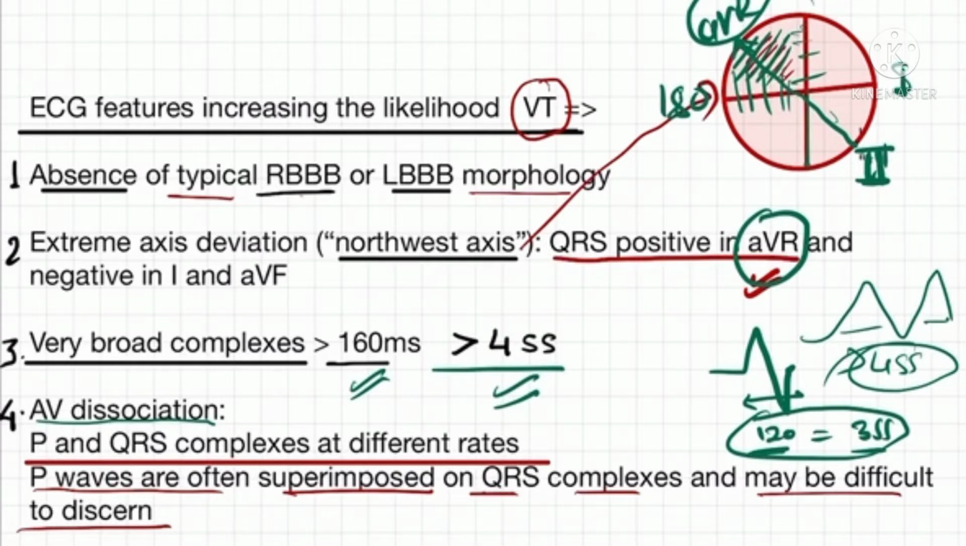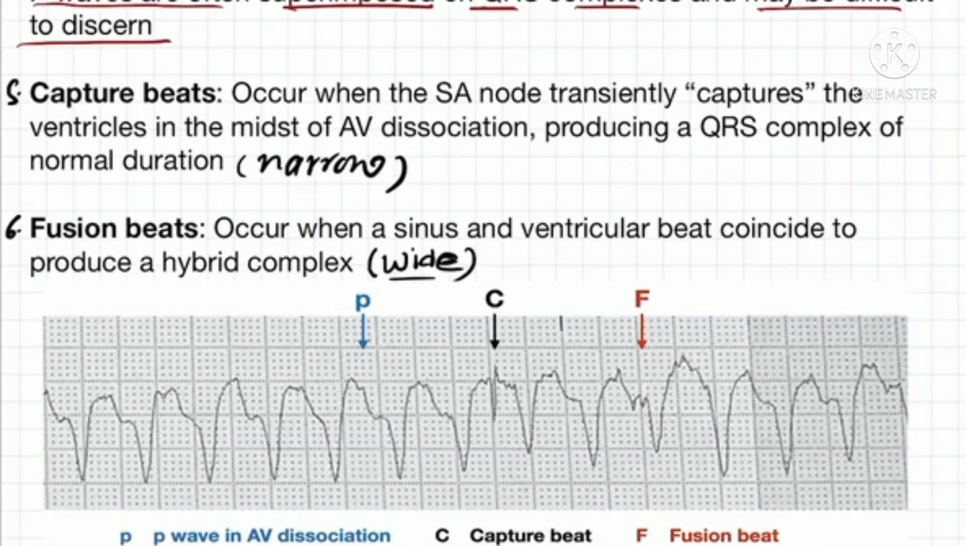We see this diagram. This is a P wave. This is a P wave. And here, this is a P wave. So there is no association between the P waves and the QRS. That is suggestive of VT.